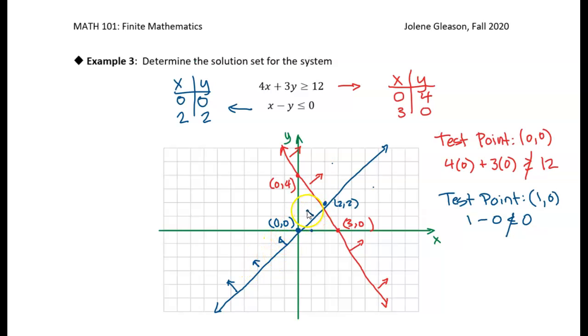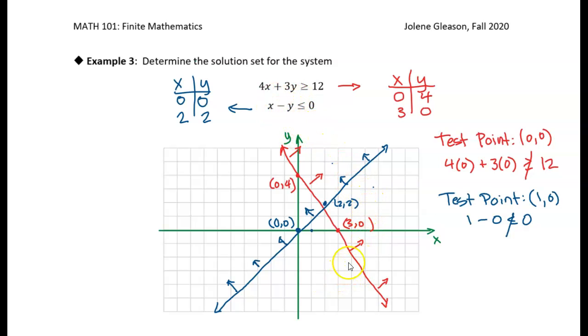So I know it has to be the opposite side. So I'm going to draw some little arrows to indicate that it's the other side. It's not the side of the line where I picked my test point. It's the opposite side. All right, now what we're looking for is the set of all points that satisfy both of these inequalities. I want the points that satisfy both of these inequalities.